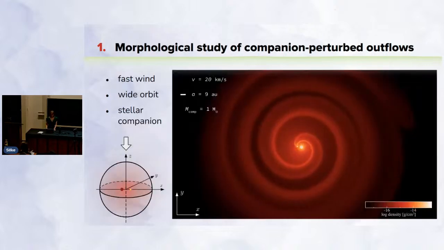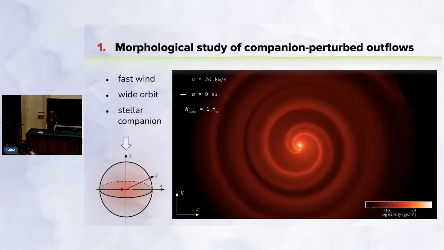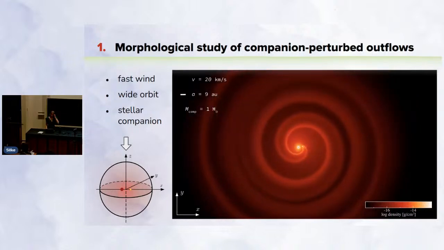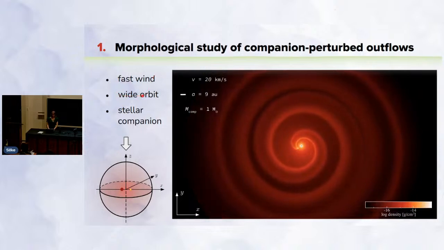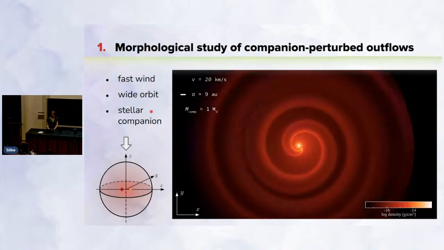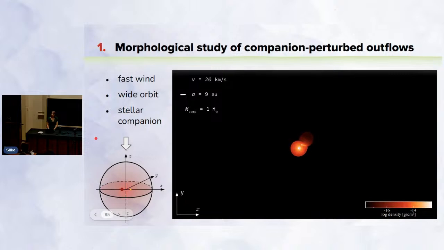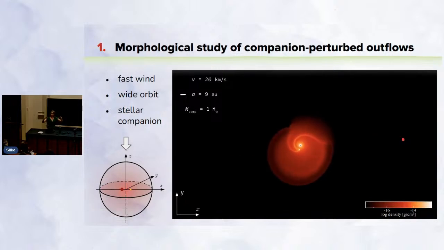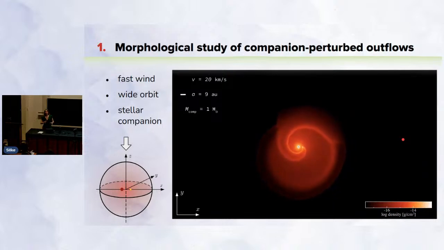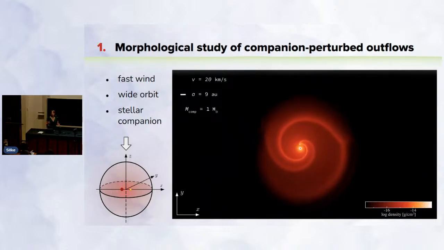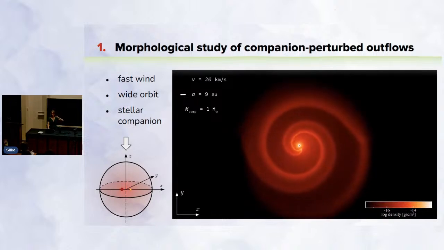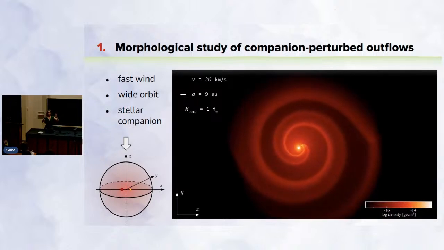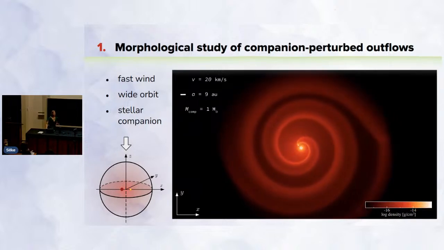Let me show you some results. So this works, perfect. Okay, so what do we see here? It's one of my simulations. In this case, it's a fast wind. We have a wide orbit and our companion is another star. And we're looking at the system from the top, so the face-on view. And as you see, we have the HB star here losing mass. And we also see that the HB star is orbiting itself because the companion is of similar mass. And we see that there is a nice spiral structure being created in this outflow, and this is because the HB star is orbiting. We can also look at the system from the edge.